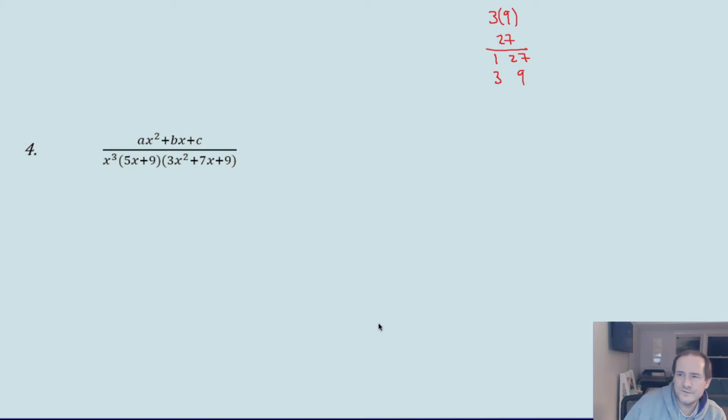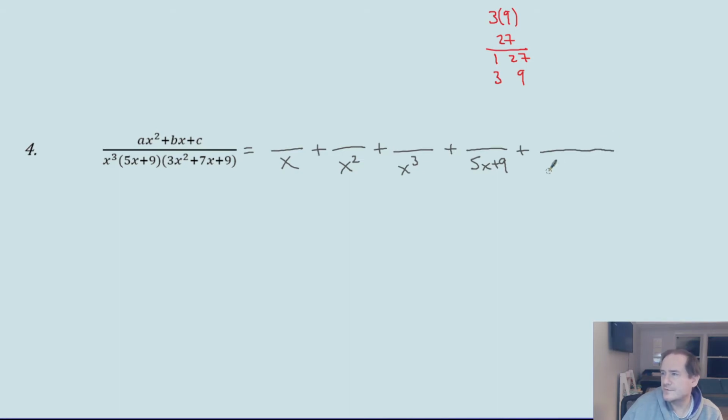The only problem is we've also got this repeated linear. So that x cubed alone is going to generate 3 fractions. You'll have an x. You'll have an x squared. You'll have an x cubed. Then you've got this linear. You'll have a 5x plus 9. Then you'll have an irreducible quadratic, so 3x squared plus 7x plus 9.